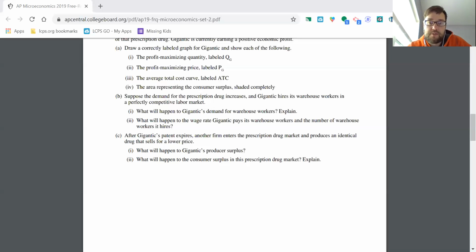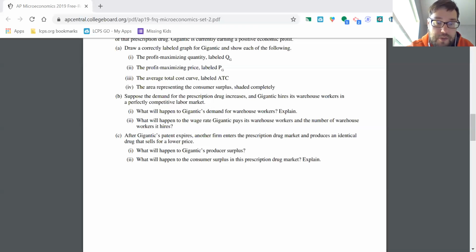After Gigantic's patent expires, another firm enters the prescription drug market and produces an identical drug that sells for a lower price. What will happen to Gigantic's producer surplus? And then part two is what will happen to the consumer surplus in this prescription drug market. So we can use sort of the same graph here and think it through. I'm going to go ahead and highlight our initial producer surplus, so we can think about it from that perspective and think about what's going on as the demand shifts.